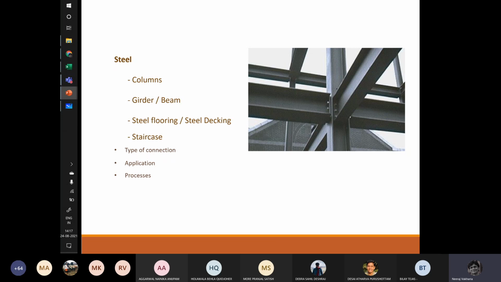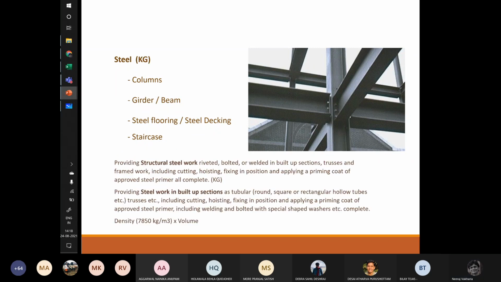So after fixing this, there are a few processes. The steel is prone to corrosion. It is prone to fire compared to concrete and brick and stone. So some processes which we do over these members will protect it. So all those things have to be mentioned when we specify for steel. Okay.